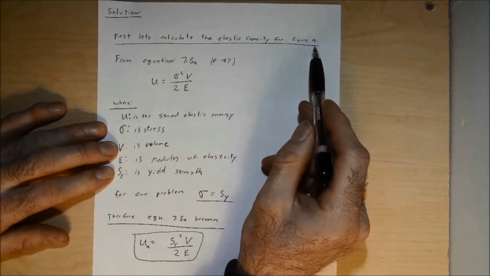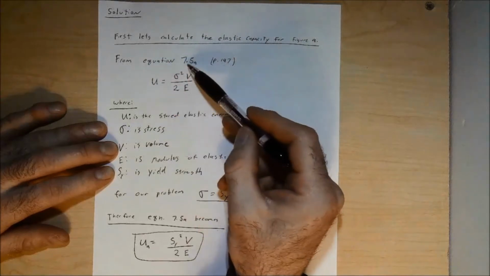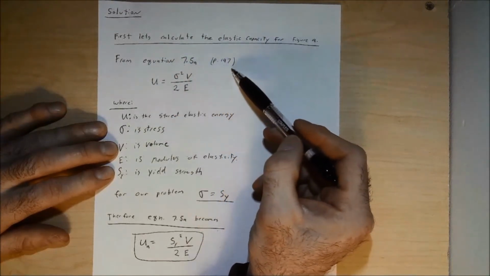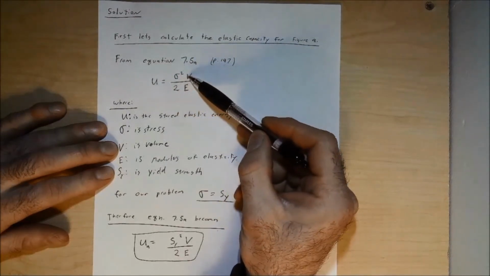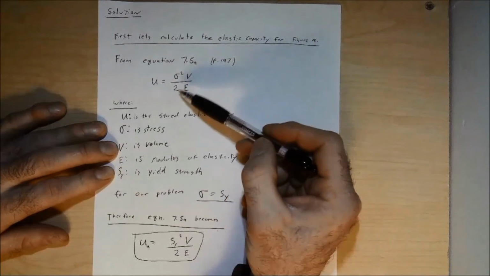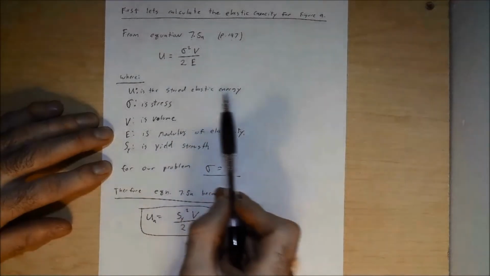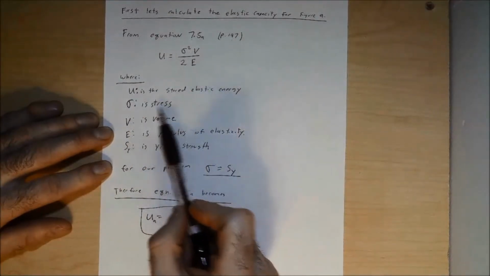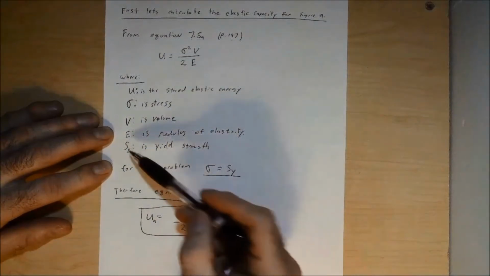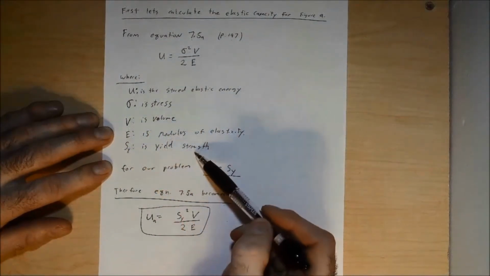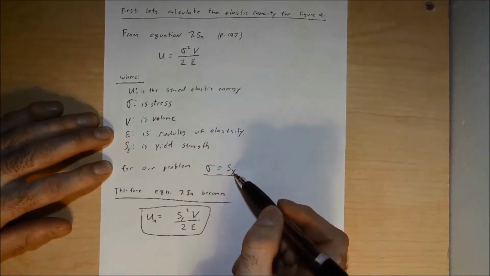So for this, the first thing we want to do is come up with our governing equation. And this governing equation comes from equation 7.5a on page 197 of our textbooks. This says that U is equal to sigma squared times V divided by 2E. Now, for each of these variables, we know that U is the stored elastic energy, sigma is the stress, V is the volume, E is the modulus of elasticity, and we're also going to need our S of Y, which is our yield strength. Because our problem tells us that sigma is equal to S of Y, our yield strength.